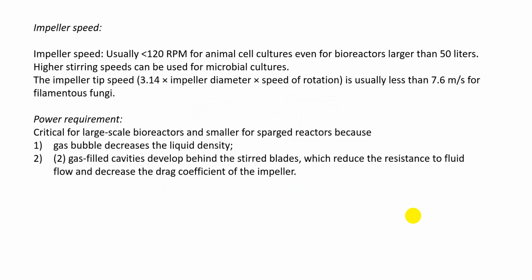Impeller speed is usually less than approximately 120 rpm for animal cells, and impeller tip speed is 3.14 times impeller diameter times speed of rotation, and it is numerically less than 7.6 meters per second for filamentous fungi, and similarly it is also less for animal cells as compared to bacterial cells. Now coming to the power requirement, which is a vital parameter for running a fermenter or a bioreactor.